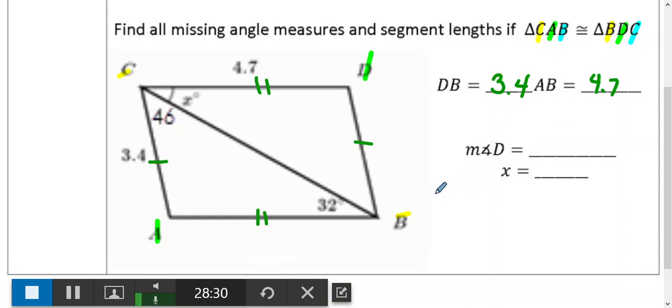We want to find the measure of angle D, and we also want to find what x equals. Angle C is congruent to angle B, so we could say that our angle with 32 is equal to x, so x is 32. How are we going to figure out what D is? We don't have two of the angles, but on the congruent triangle, we do. We have 46 and we have 32, so the difference from 180 would be 102, and that would be the same thing as angle D.